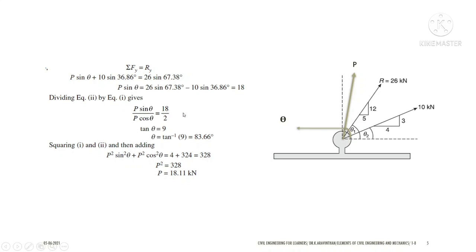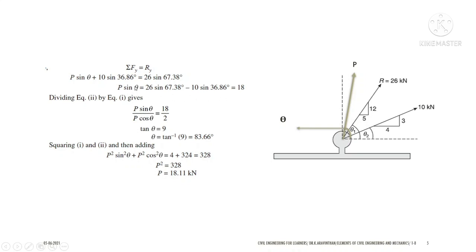If you divide this by equation 1, our equation 1 was P cos theta equal to 2. So P will get cancelled, and sin by cos will become tan, and this will become 9. If you take tan inverse of 9, you will get theta as 83.66 degrees. So if you know this 83.66, you can substitute it in equation 2.